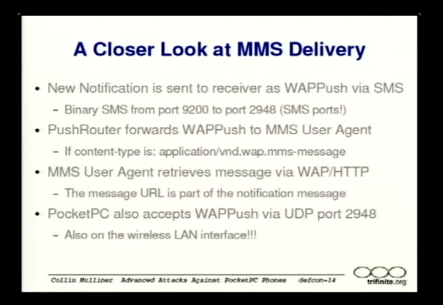Then we have this nice thing on the device called a push router. The push router basically just gets all of our push messages and forwards them to the application. And if you have this vnd.wap.mms-message matcher thing, the MMS client is going to get it. The real fun thing is the URL where to retrieve the actual message. That's just part of the notification. There's really just a URL string, like, here is the message, get it from here.